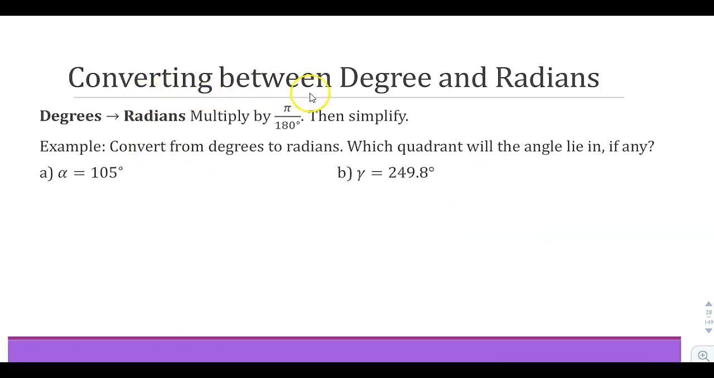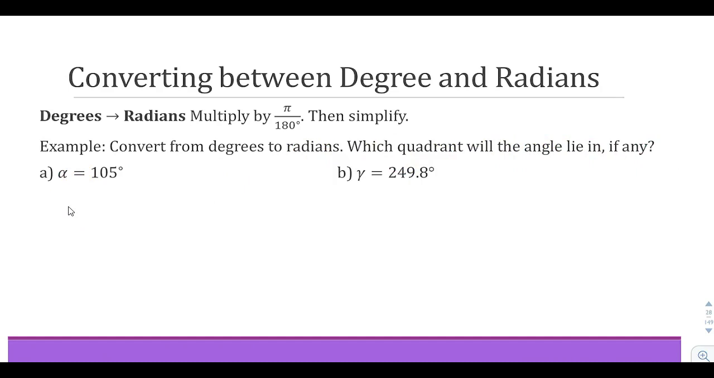So now let's see how to convert between degrees and radians. So we'll start by converting degrees to radians, and to do that we multiply by pi/180 degrees, and then we simplify. And the reason we can do this, we can multiply by this, is because this is basically 1. Remember, pi is equal to 180 degrees. But we'll see what happens. So convert from degrees to radians. Which quadrant will the angle lie in, if any?